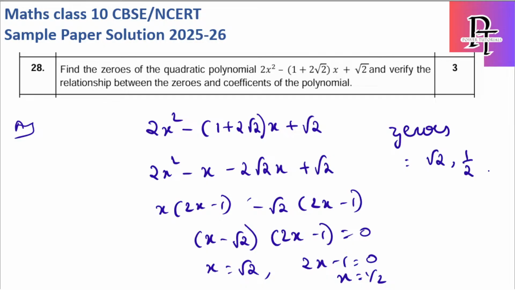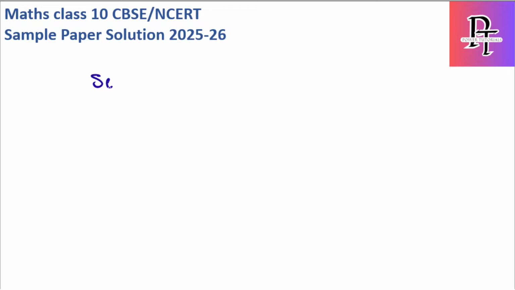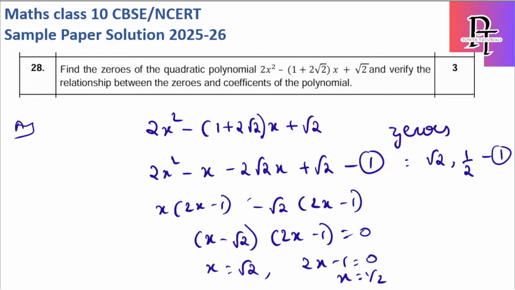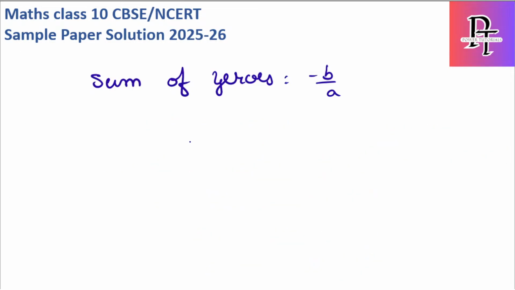They are not only asking for zeros, they are also asking to check the relationship between the zeros and the coefficients. So till here if you write, you will get 1 mark, and this you will get 1 mark, and for the verification of coefficients, you will get half mark for each condition, because we have to check two things. First is the sum of zeros, which should be equal to minus b by a. So the sum of zeros is root 2 plus 1 by 2.